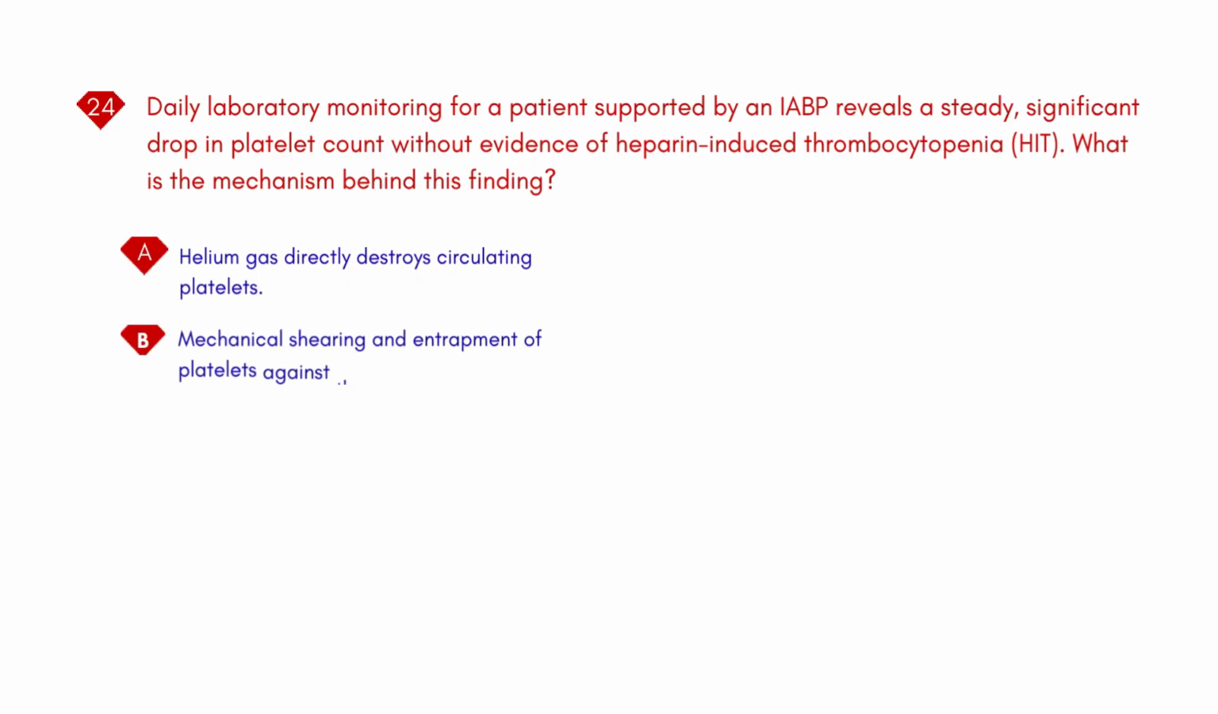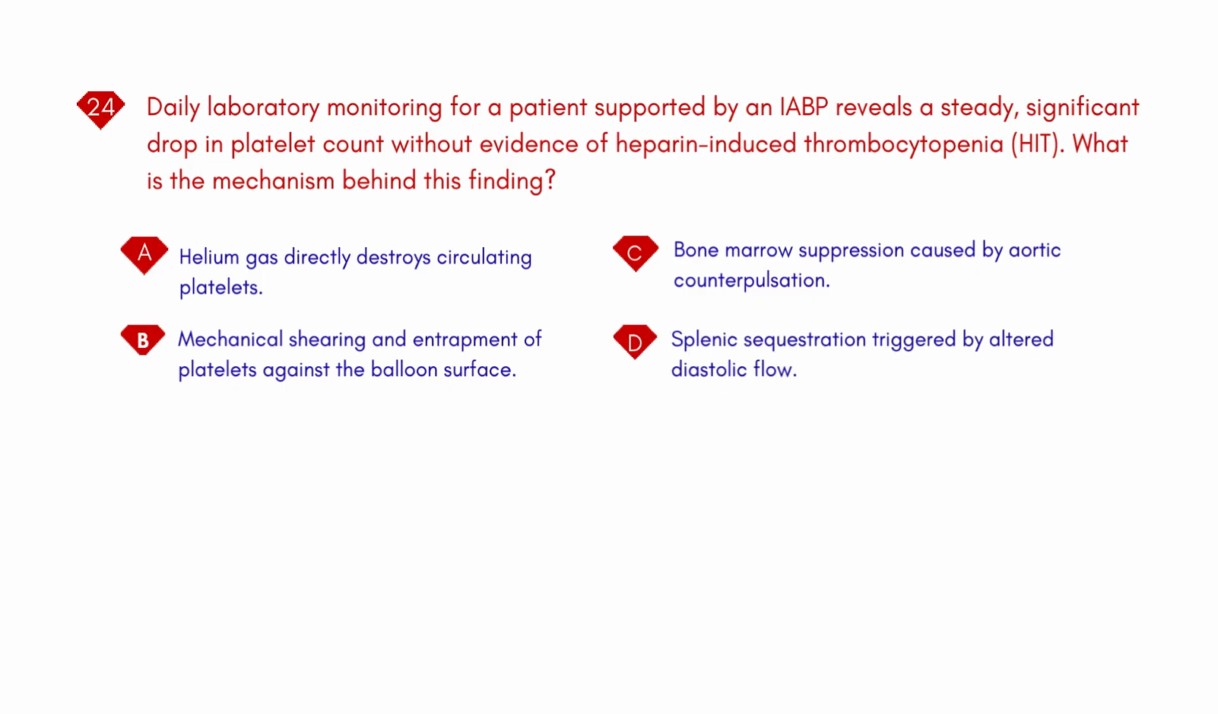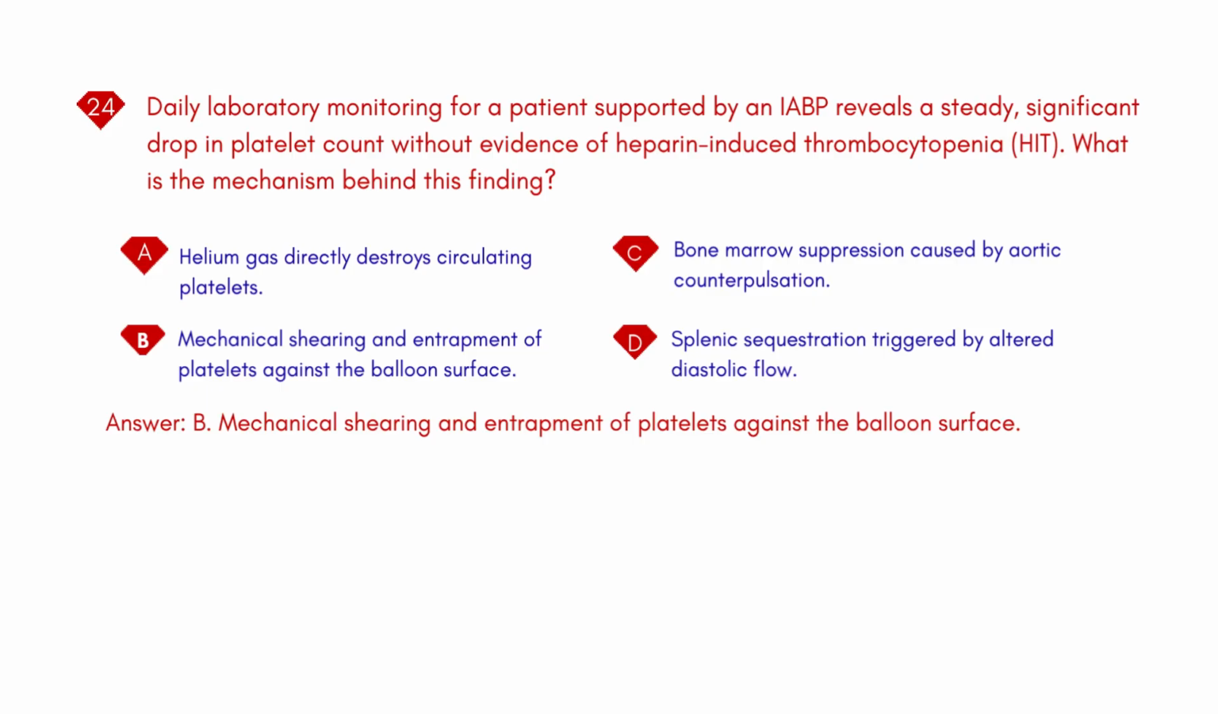B. Mechanical shearing and entrapment of platelets against the balloon surface. C. Bone marrow suppression caused by aortic counterpulsation. D. Splenic sequestration triggered by altered diastolic flow. Answer, B. Mechanical shearing and entrapment of platelets against the balloon surface.